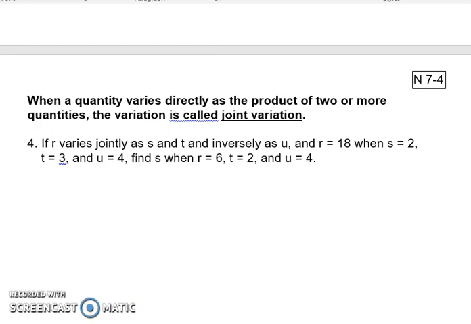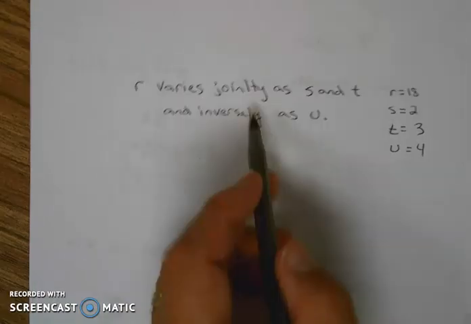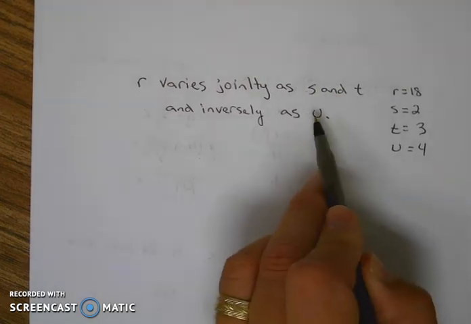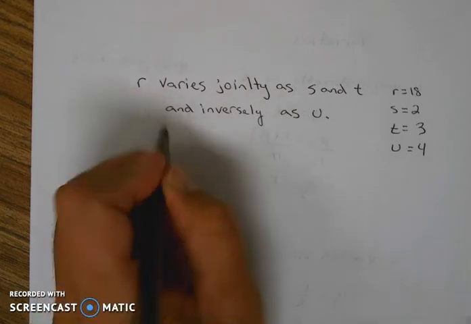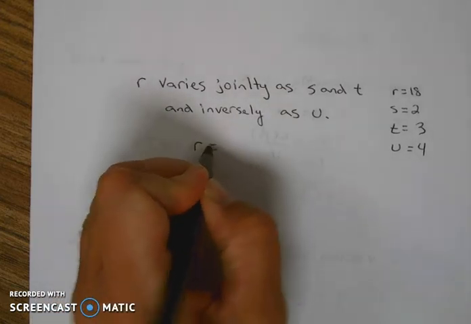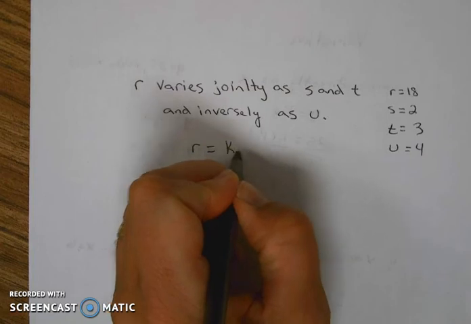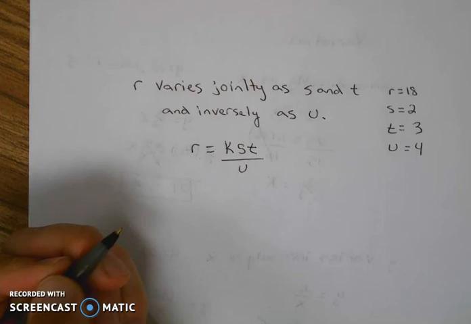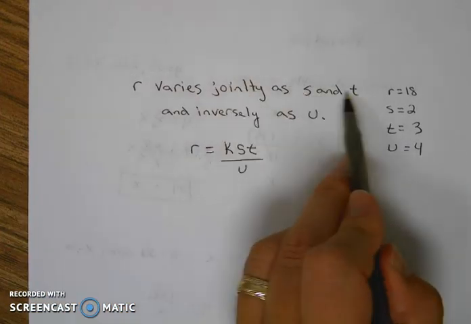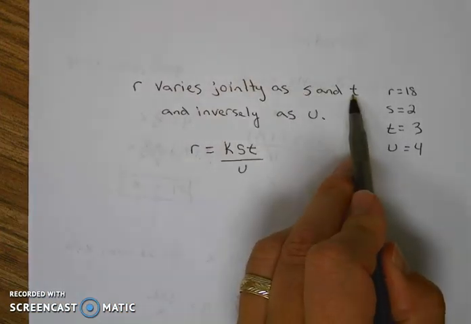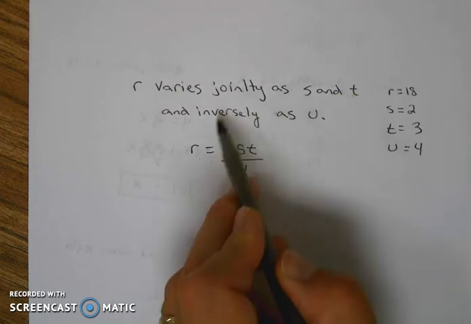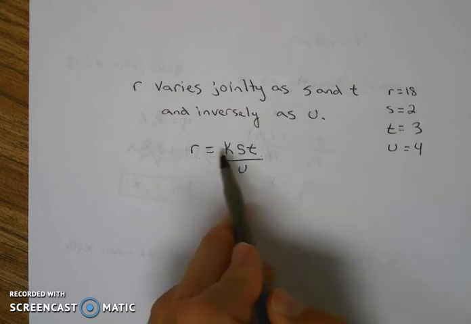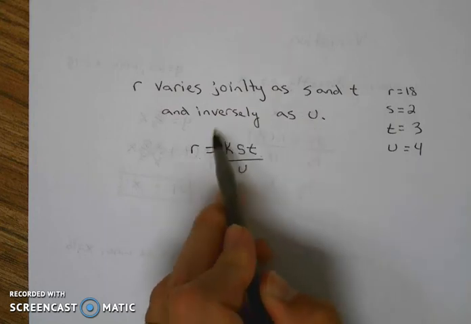So the way we would write this, if I can get on the right page, jointly these two are going to multiply, and then this one is going to divide. So R equals K times S times T over U. Notice jointly we multiply these together, like directly, okay? And inversely, so we divide by this one. And then K gets multiplied on top, our constant of variation.